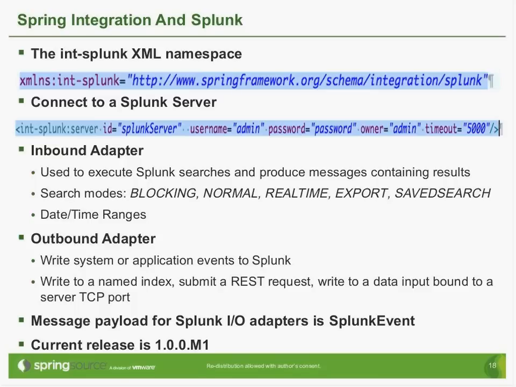On the outbound side, this again is bound to a channel. Any Spring integration message that comes across that channel will be sent as is to Splunk. And so with Splunk, you can write to a named index. You could submit a request using the API that uses the REST request, or you can write data that's bound to a TCP port. So there's something called the TCP input that you can configure in Splunk, so a dedicated port that's just going to be listening for data.